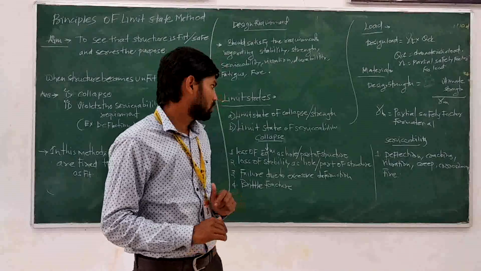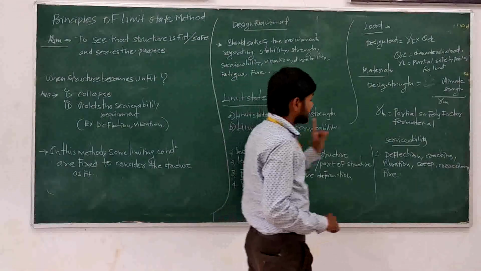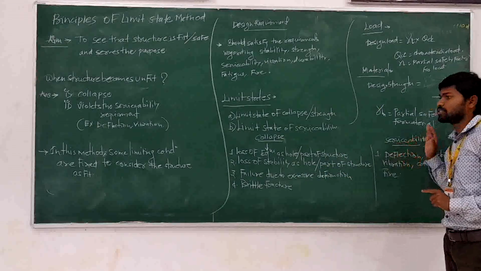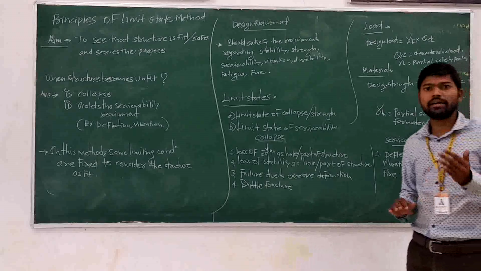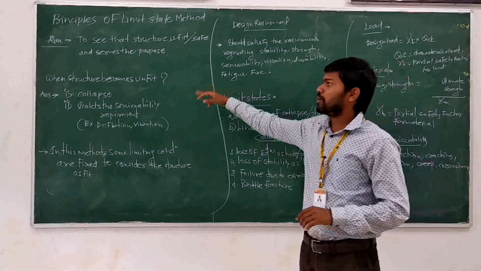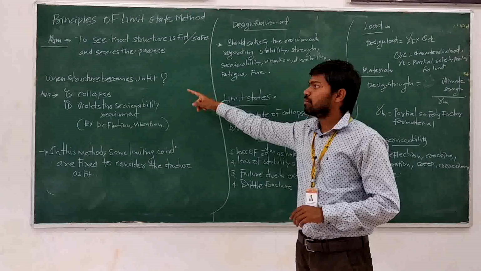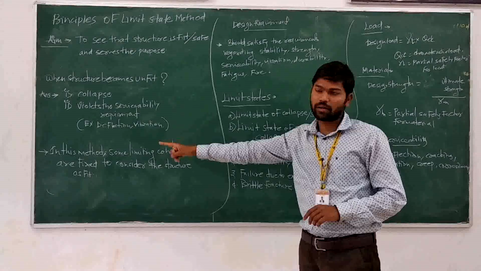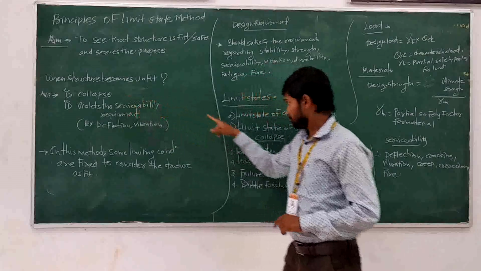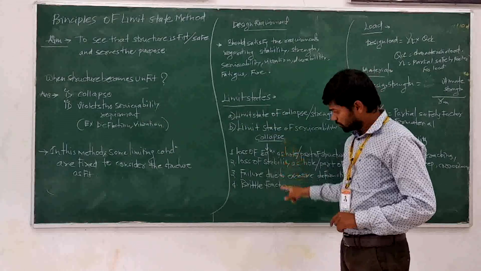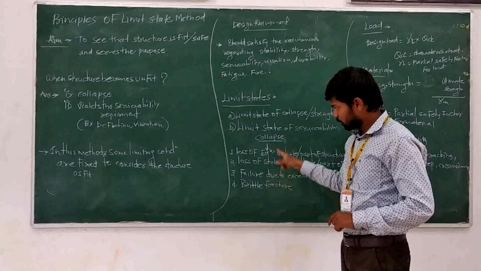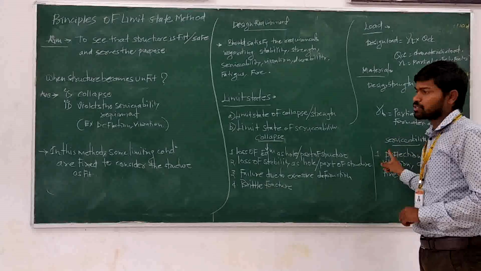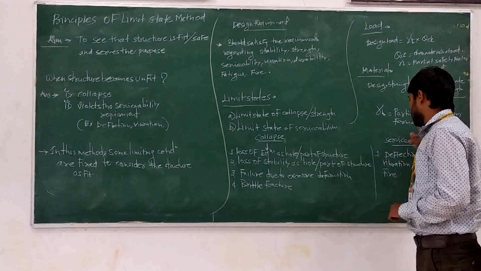Okay? Brittle fracture. Now, the second category of the limit state is the serviceability requirement. I have said earlier that a structure becomes unfit when it collapses, and second, when it violates the serviceability requirement. So the first category represents the conditions for collapse and the second represents the limit state conditions for serviceability.